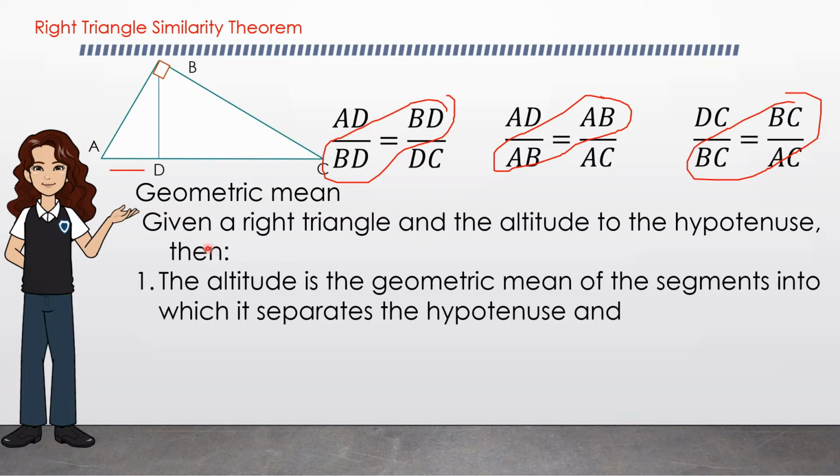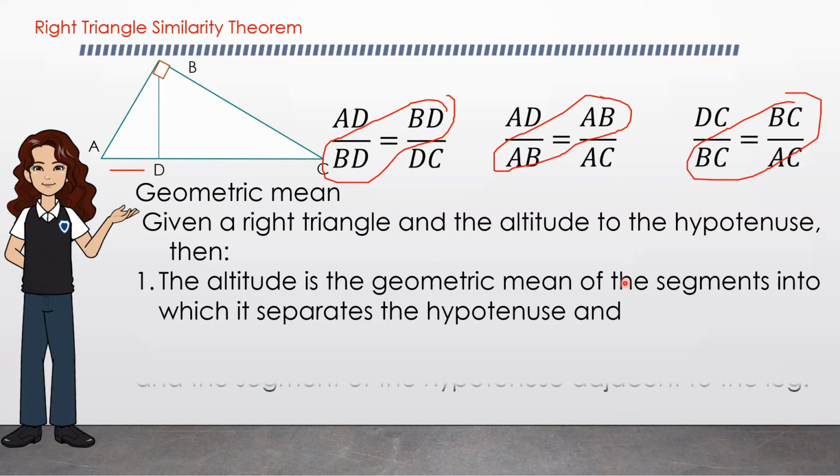So let us state that given a right triangle and the altitude to the hypotenuse, the altitude, this altitude, is BD. The altitude is the geometric mean of the segments into which it separates the hypotenuse. So this is the geometric mean.